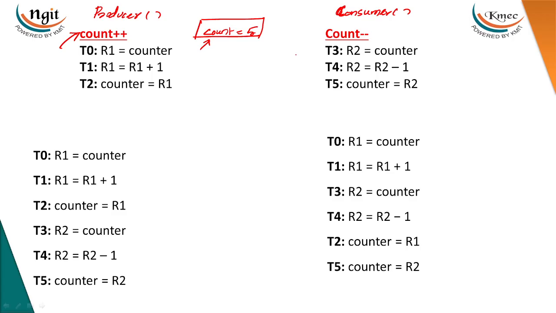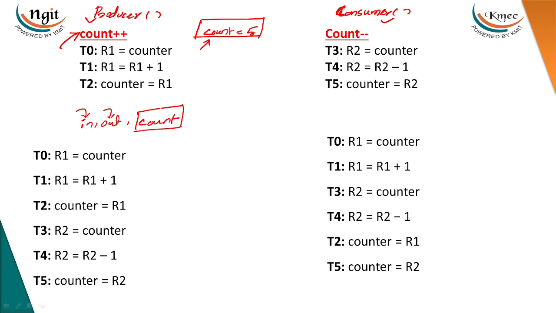So in the last class, we have seen the code for producer, code for consumer, and the shared variables. In shared memory, there are three variables: in, out, and count. These three variables are used by producer and consumer, where in is exclusively used by the producer process, out is exclusively used by the consumer process, but both producer and consumer use the variable count.